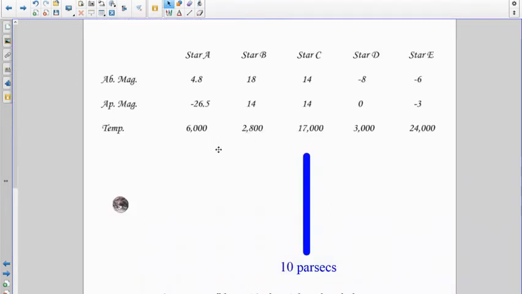Okay, this is the very last part. Sorry about this. I know it's a long video, but here we have 5 stars, star A, B, C, D, and E. You're given the absolute magnitude, the apparent magnitude, and the temperature.